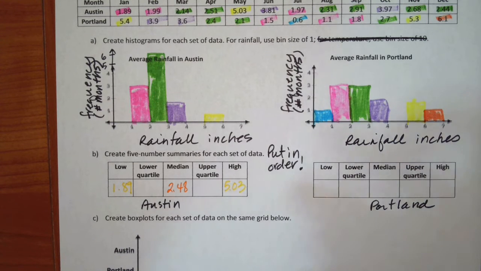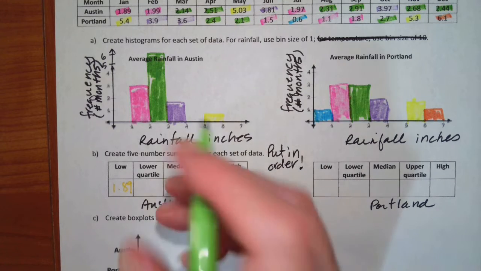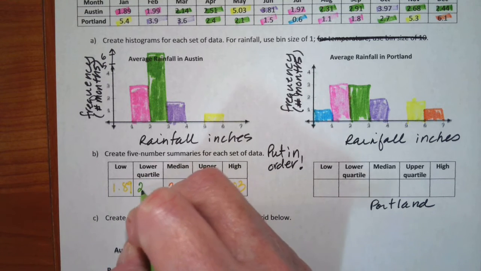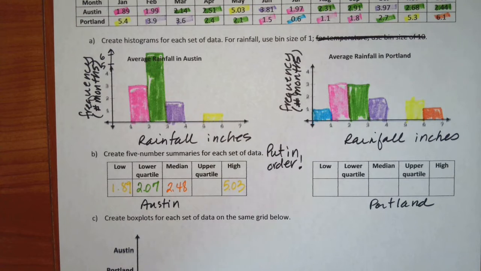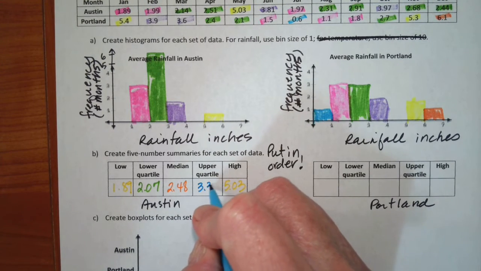To find the lower quartile, it's the median and the low, so that's going to be 2.07. The upper quartile is 3.36.